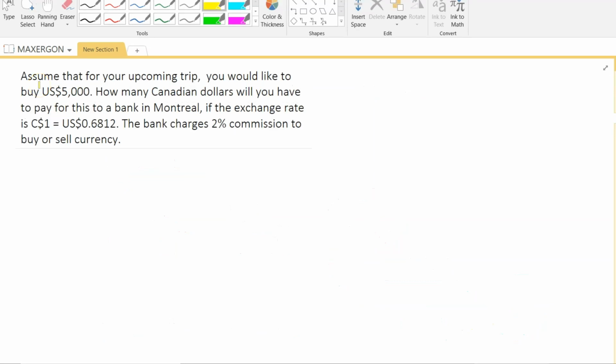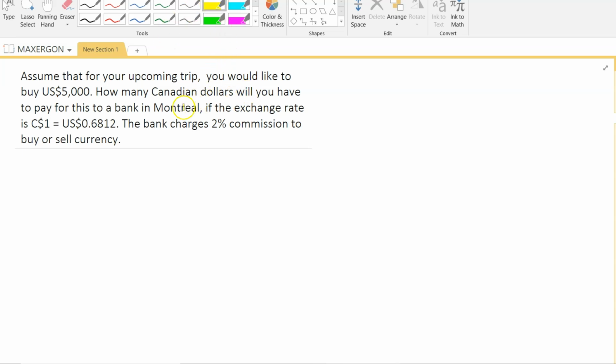Assume that for your upcoming trip, you would like to buy $5,000 USD. How many Canadian dollars will you have to pay for this to a bank in Montreal if the exchange rate is 1 Canadian dollar equals 0.6812 US dollars? The bank charges 2% commission to buy or sell currency.